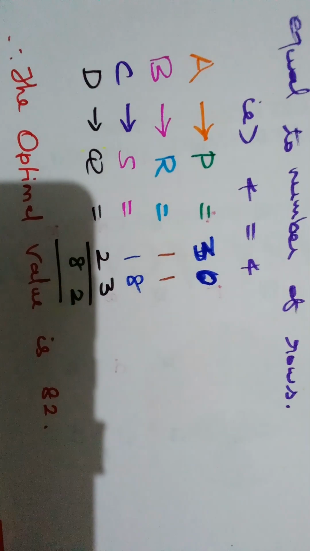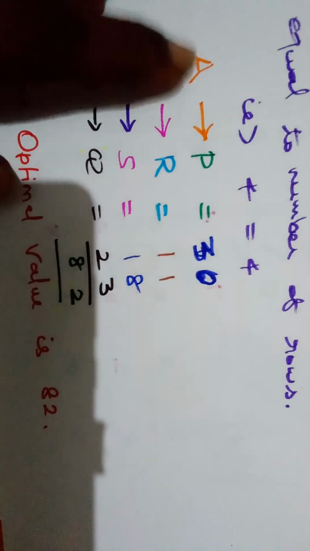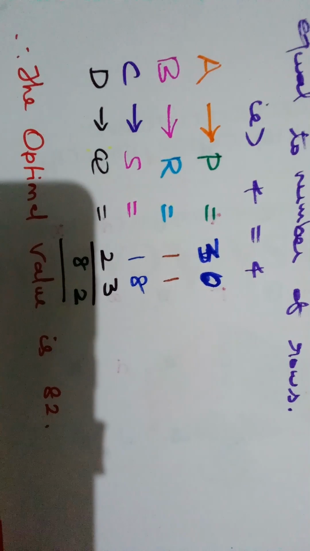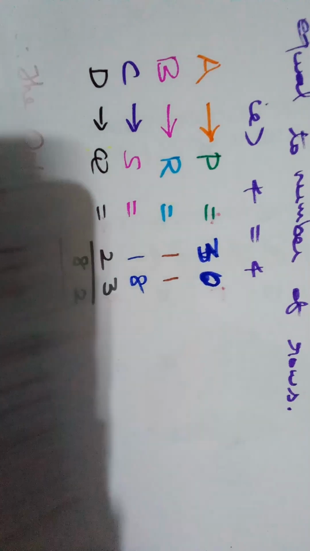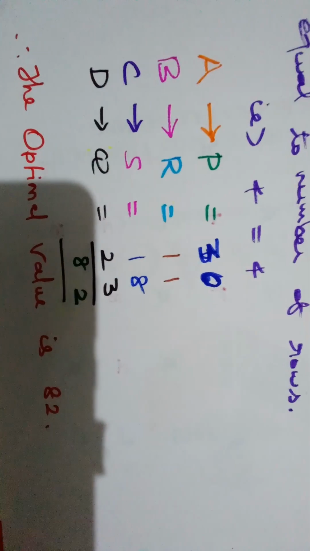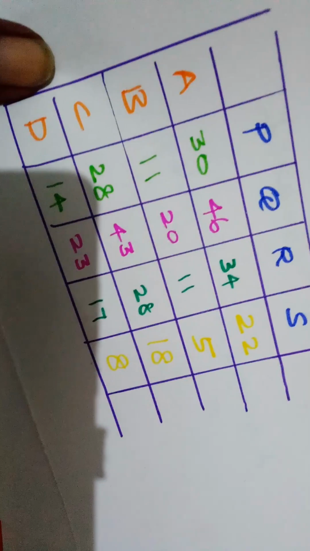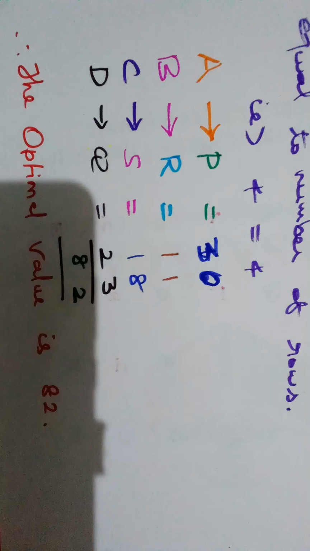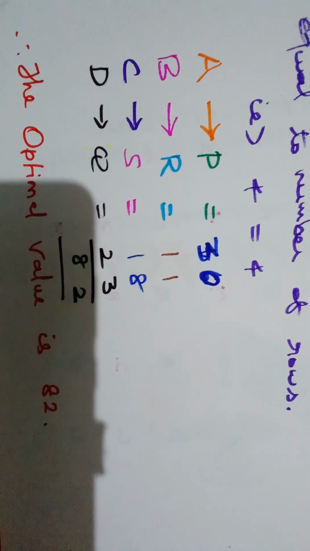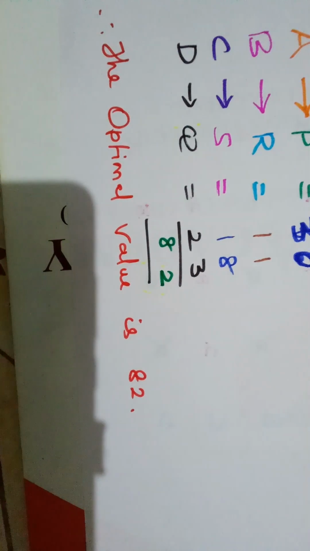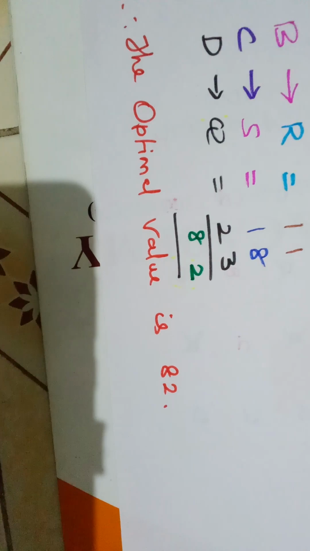Now we are going to calculate the optimal value. A is a person and PQRS are the jobs, so each person is assigned a job. In the given problem, AP is 30, so write it. Then BR is 11. Then CS is 28. And the last one, DQ, is 23. Now I'm going to add all the values. It is 82. So, my dear students, the optimal value of the problem is 82.